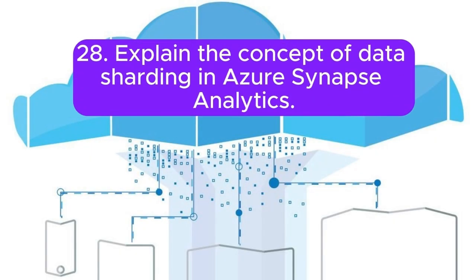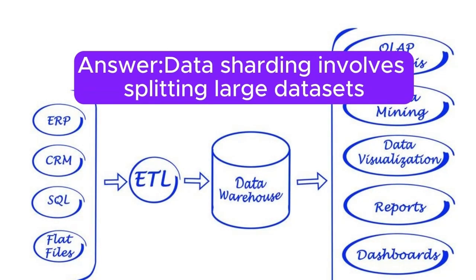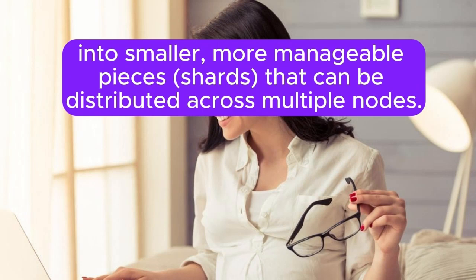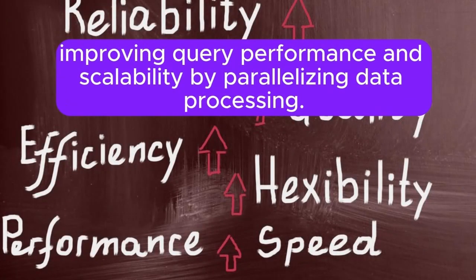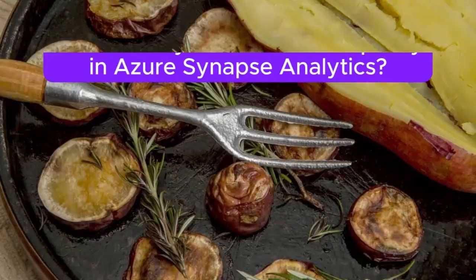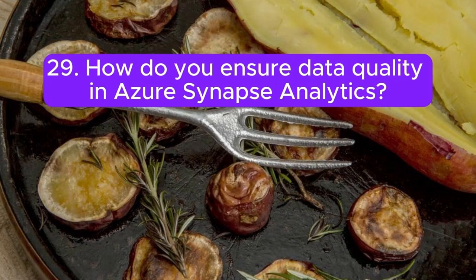28. Explain the concept of data sharding in Azure Synapse Analytics. Answer. Data sharding involves splitting large datasets into smaller, more manageable pieces (shards) that can be distributed across multiple nodes. In Azure Synapse, sharding is achieved through data distribution methods like hash and round-robin, improving query performance and scalability by parallelizing data processing.